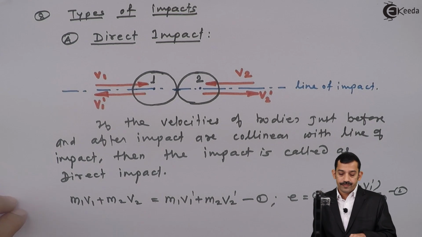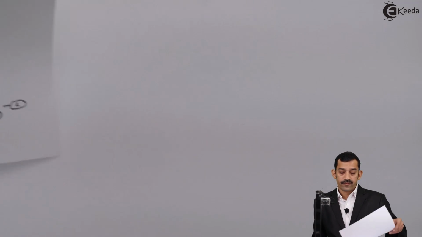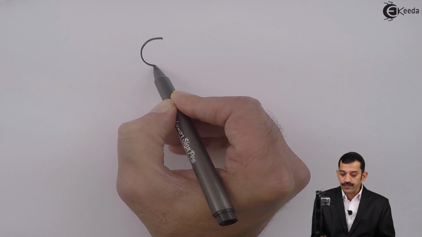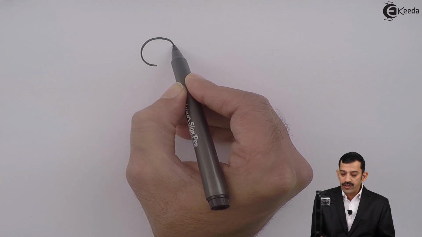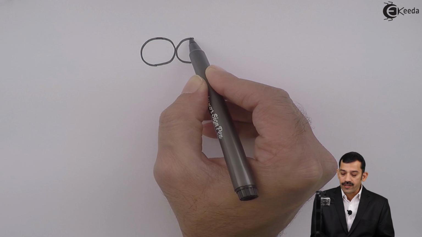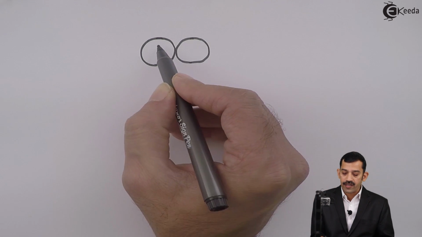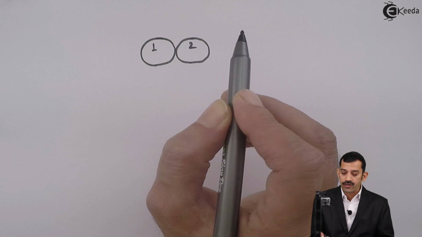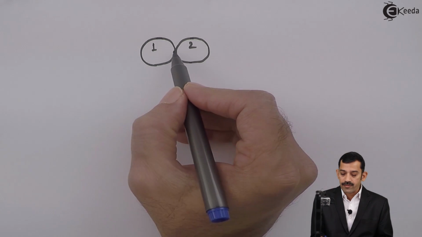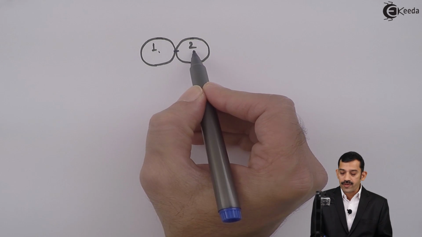For example, if I take one body like this, say body 1. Now this body 1 is in contact with body 2 again here. That means you know how to represent the line of impact. Say this is body 1 and this is body 2. How will we represent the line of impact here? Line of impact is a line which is normal to the contact surfaces. That means here, if you draw the normal, that one passes through what?